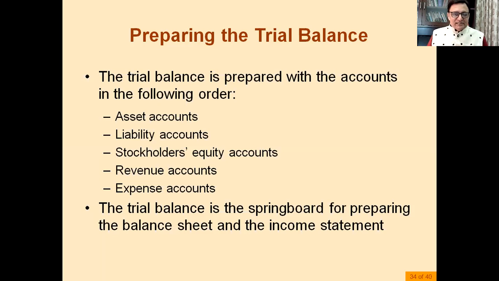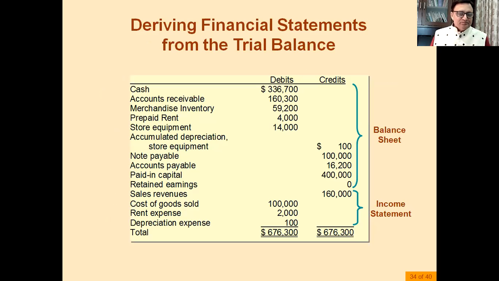So the trial balance is prepared with the accounts in the following order. Assets accounts first, then liabilities accounts, then stockholders' equity account, revenue account, and expenses account. So the trial balance is the springboard for preparing the balance sheet and the income statement. And this is the format for deriving the financial statements from the trial balance.